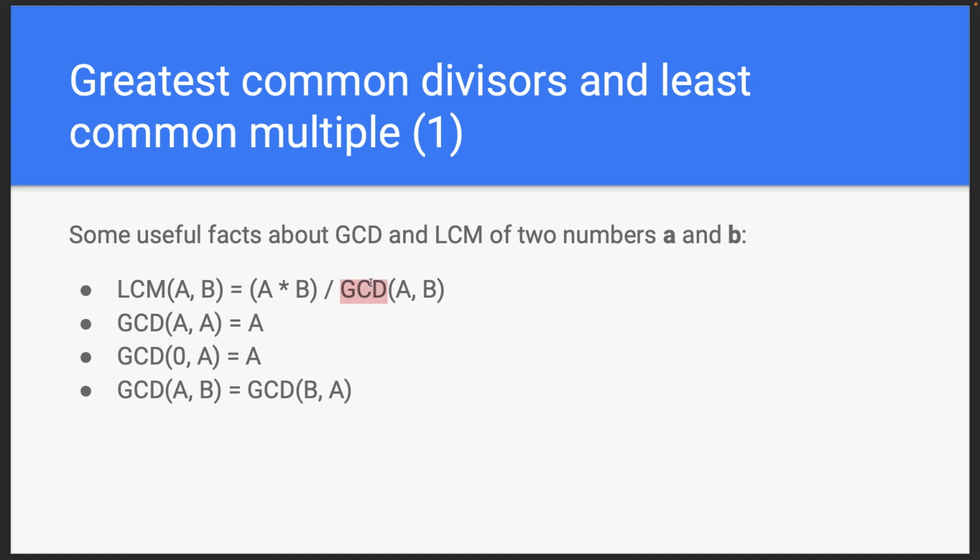C++ has the function gcd. You can actually find it on your own with the extended Euclidean algorithm, but it's not needed, just to calculate GCD. And you can derive the LCM from the GCD. So these are other interesting properties about GCD. GCD of 0 and A is A, GCD of A and A is A, and GCD of A and B is equal to GCD of B and A.